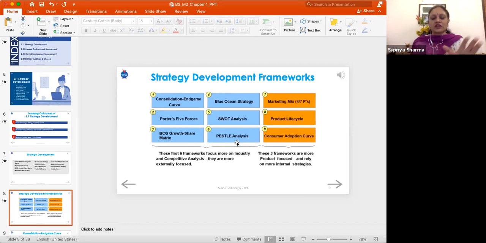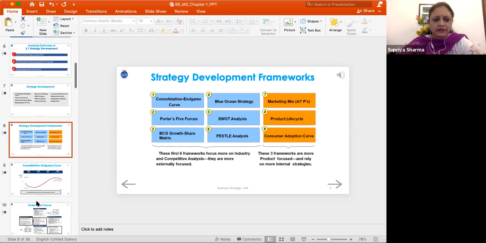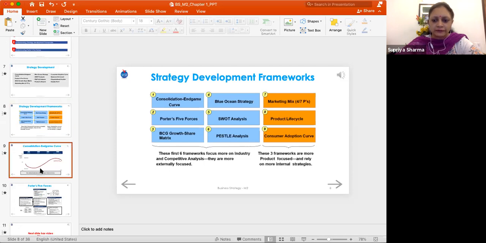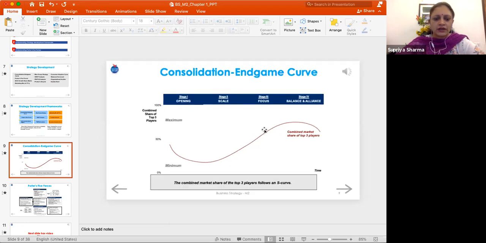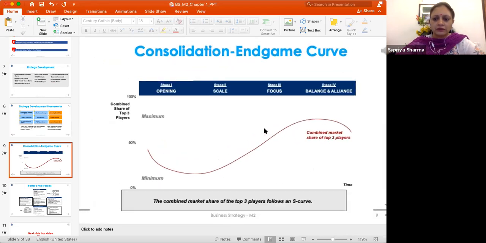So these first 6, which are in blue, they are used to do an industry and comparative analysis from more external environment point of view, and the three are more product focused. And you're going to understand all this in greater detail when we go ahead. So this is our first one. This is consolidation end game curve.